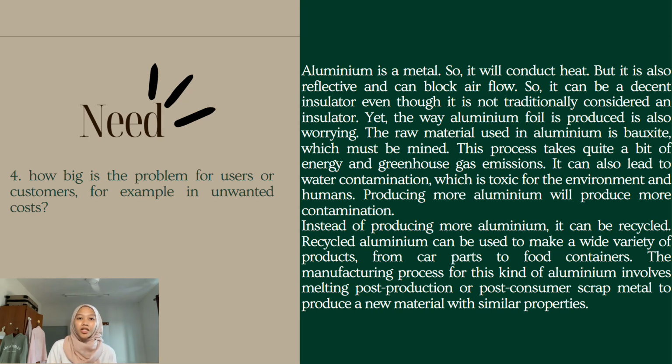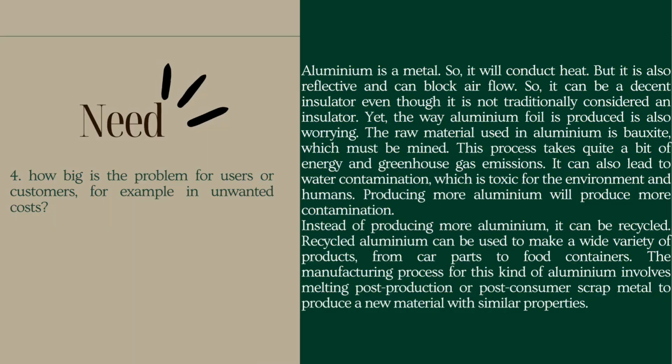Instead of producing more aluminium, it can be recycled. Recycled aluminium can be used to make a wide variety of products from car parts to food containers. The manufacturing process for this kind of aluminium involves melting post-production or post-consumer scrap metal to produce a new material with similar properties. This will help the environment much more because less aluminium will be produced.